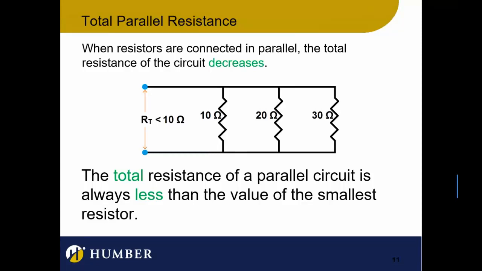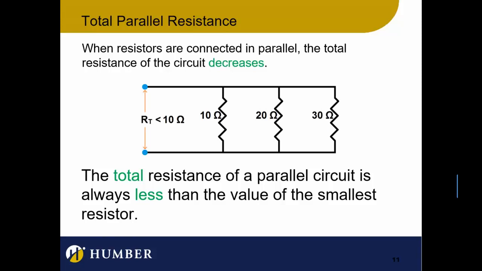And we know through Ohm's law that current and resistance are inversely proportional. If the current goes up, the resistance must have gone down. When resistors are connected in parallel, the total resistance of the circuit decreases because I'm drawing more current. For it to have more current, obviously the total resistance decreases. The total resistance of a parallel circuit is always less than the value of the smallest resistor.